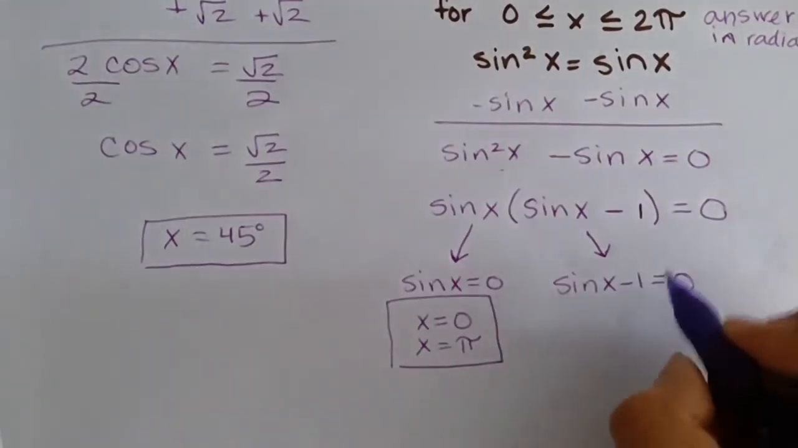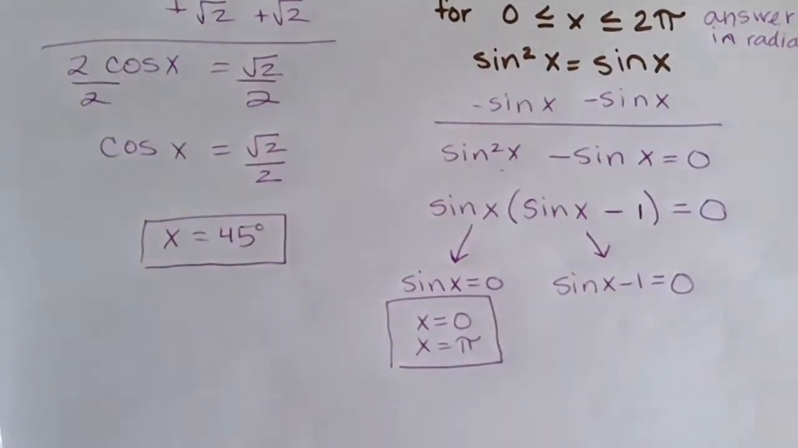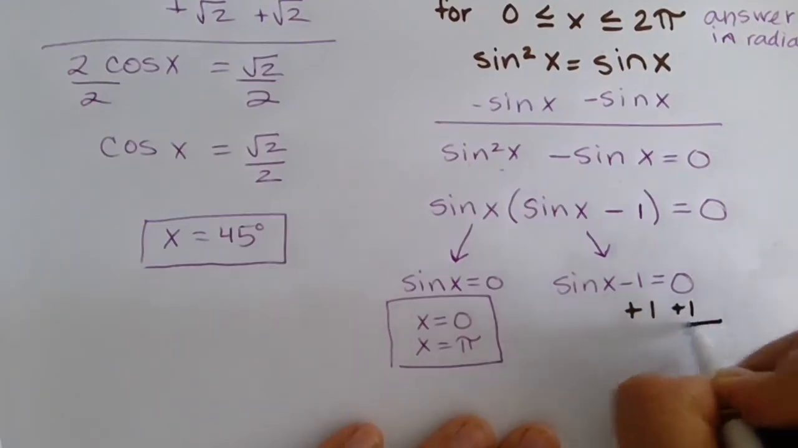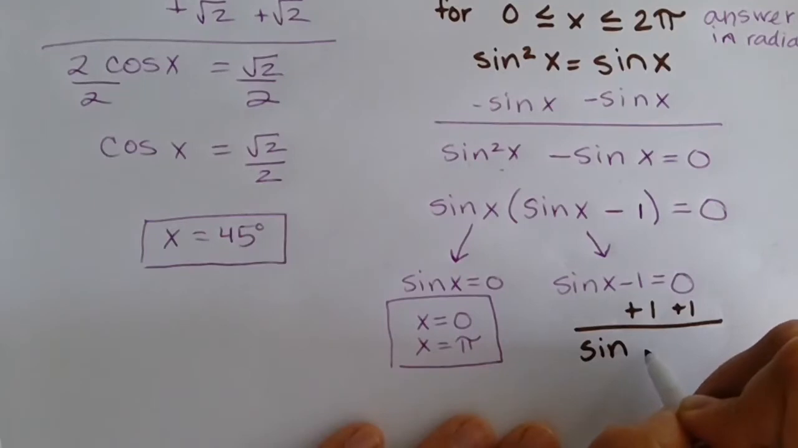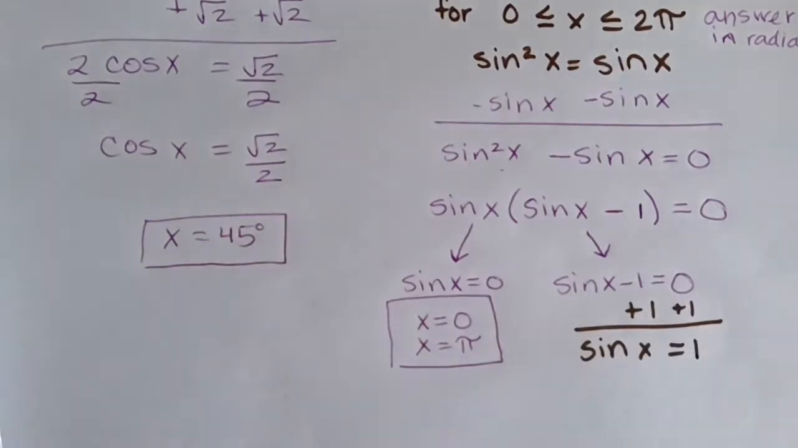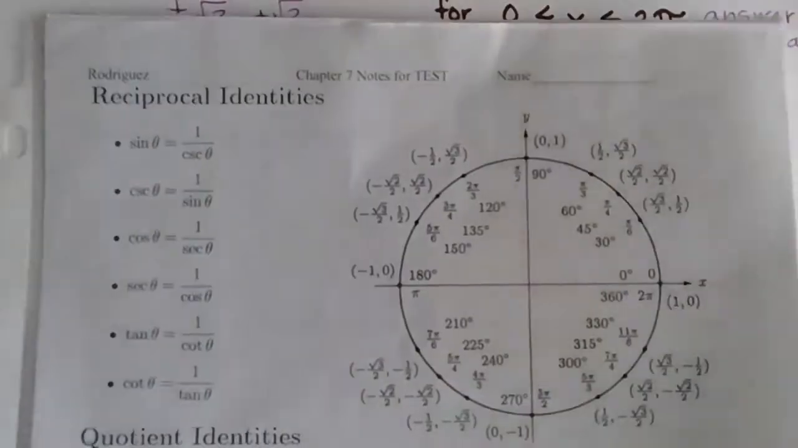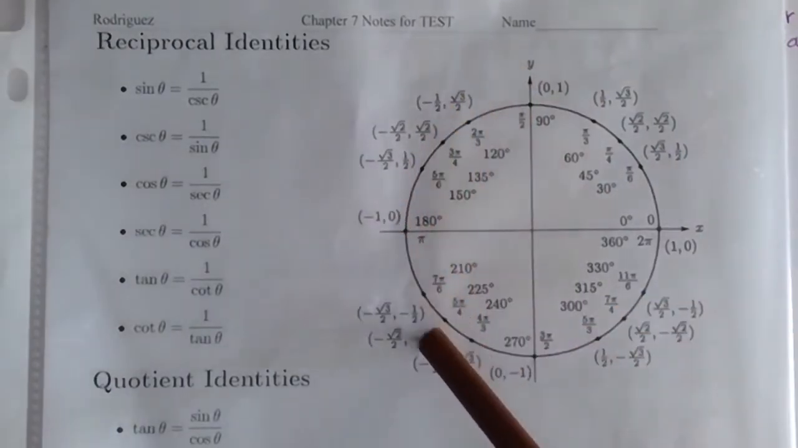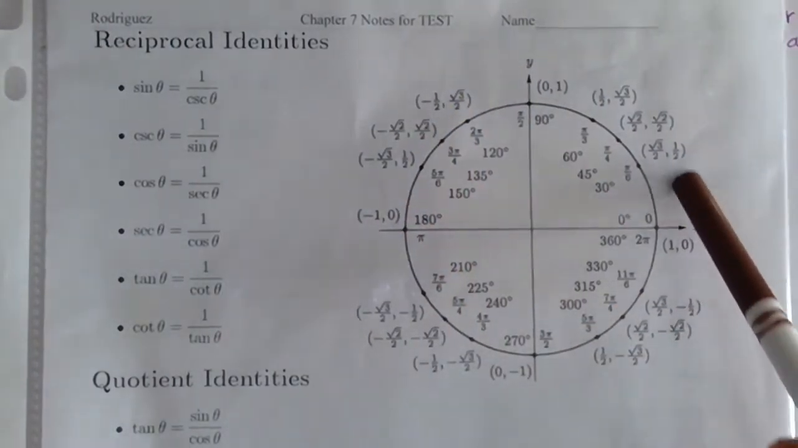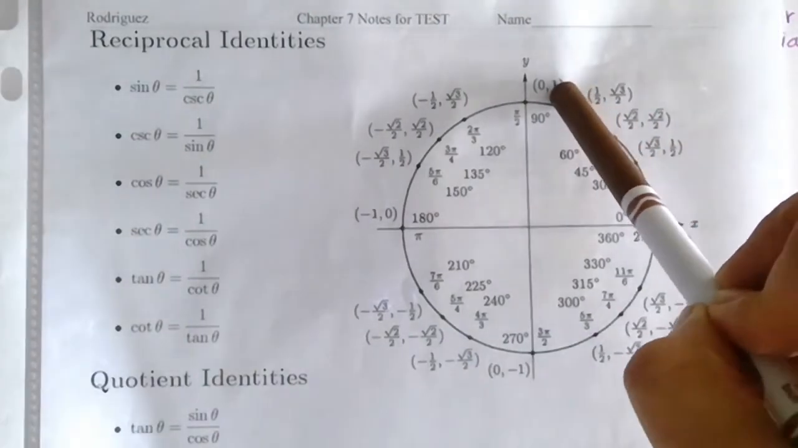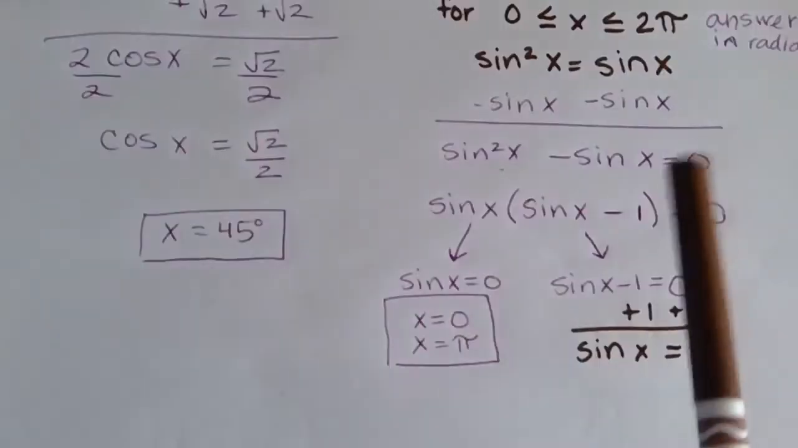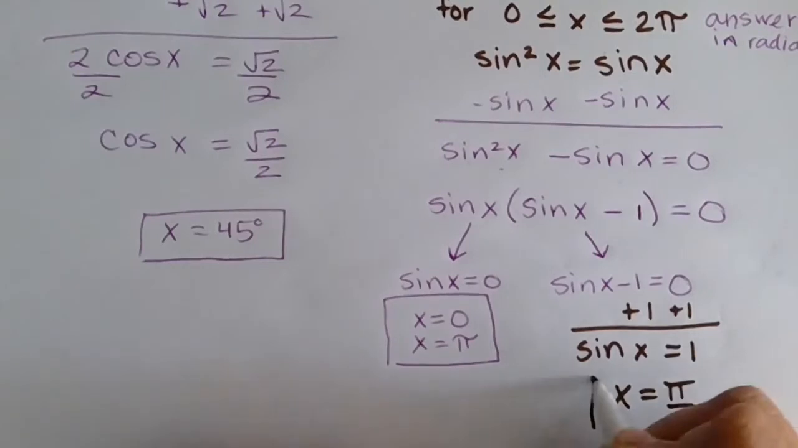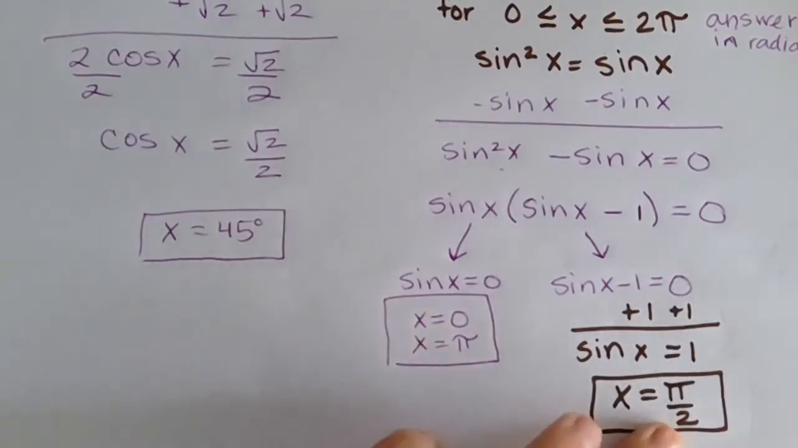So we still have to finish this one. So I have to add one to both sides. So on this one, where is the sine of x equal to 1? Okay, sine is the y value. So it's just at 90 degrees. My answer in radians has to be pi over 2. So your answer would be 0, pi, and pi over 2.